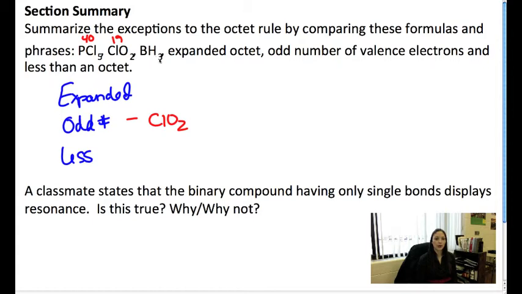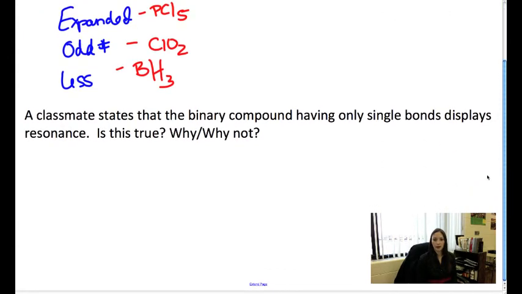BH3, there are 3 H's, each one's 1, that's 3. Boron is 3, a total of 6. Notice how I said boron is 3, so that is our less than, which means then the expanded is PCl5. If you don't know, draw them out.